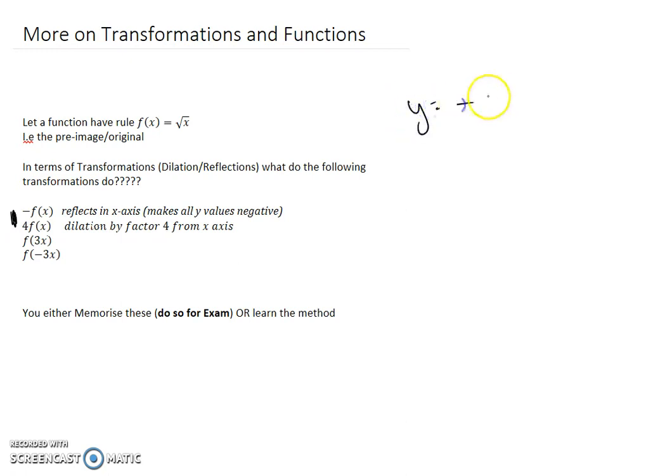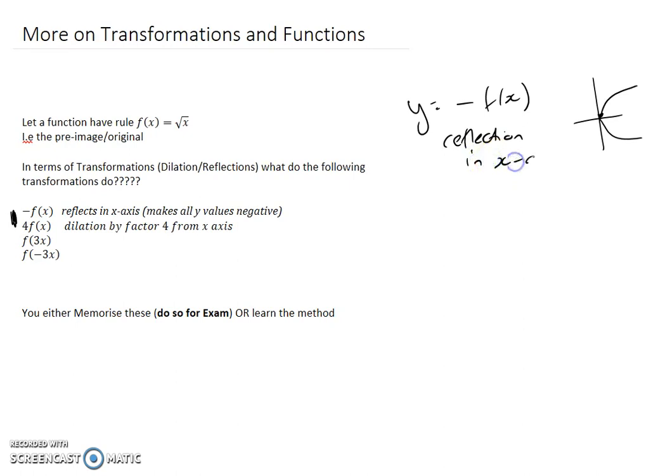So if you have y equals minus f of x, you might have your normal original function as root x, and y equals minus f of x. This just makes all the y values negative. Negative 1 times the original makes the y values negative. So you get that. And that's a reflection in the x axis. Okay, the x axis is a mirror. If you have that point there, it's the same distance away as that point there. So it's reflected in the x axis.